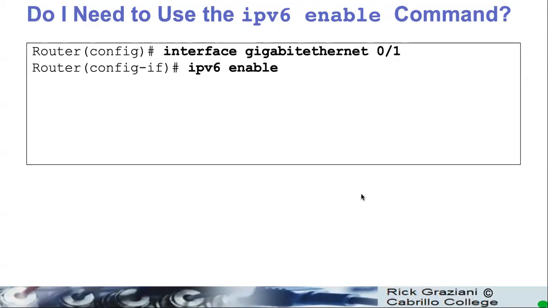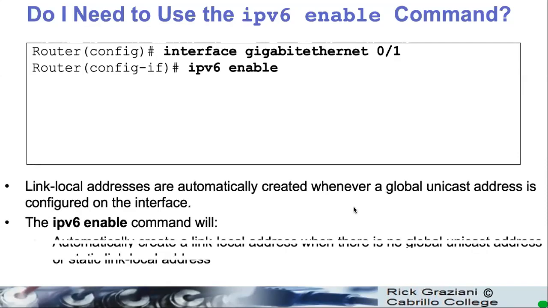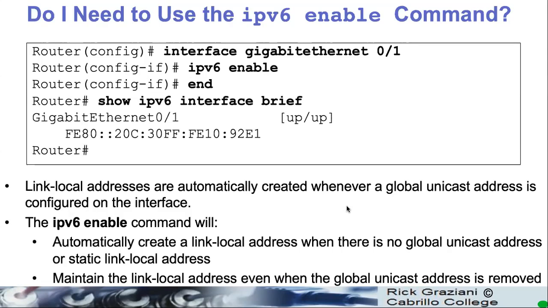What it does is, let's take a look, IPv6 enable, and then show IPv6 interface brief. What this command does is say, on this interface automatically generate a link local address, even if you do not have a global unicast address. So let's say I don't want to put a global unicast address on this interface, but I want this interface to generate its own link local address. That's what this command will do. Now, can I still add a global unicast address? Yes. And if I remove it, will the link local address still be there? The answer is yes, because once you use this IPv6 enable command, that link local address will always be on that interface.